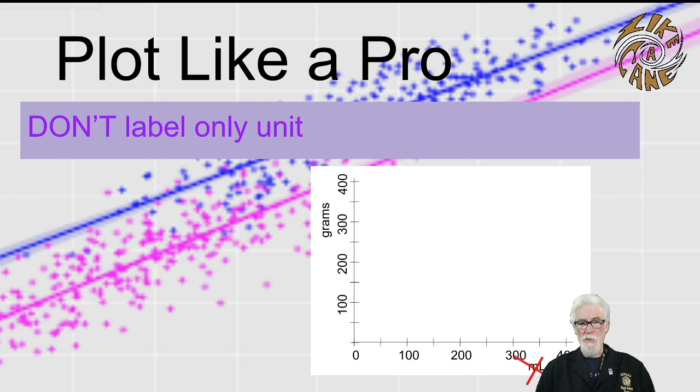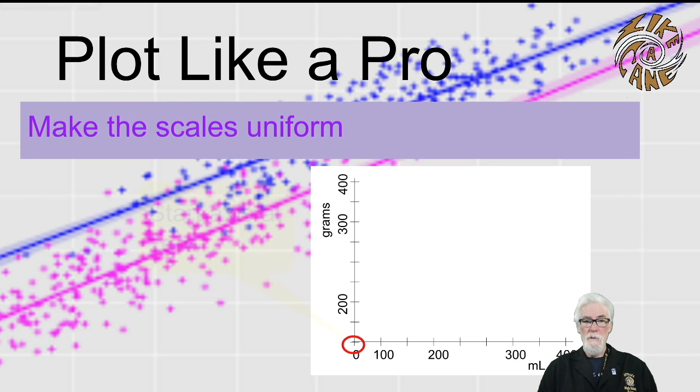We don't want to just label the unit, so don't put just milliliters or just grams on a scale like this. Put the big picture quantity first, and then in parentheses after it, put the unit that was used to measure that quantity.